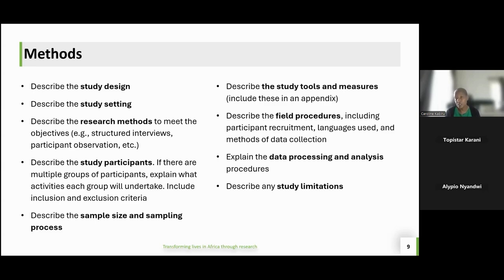Then you want to describe the field procedures, including how participants will be recruited, the languages used, the methods of data collection. And then you want to explain how you will handle the data, how you will process it, and then how you'll analyze it. And then finally, it's important to describe any study limitations so that as people are reading your work, they also understand really what are the limits of the approach that you're taking. And that's true for either a proposal or what others might call a research protocol.